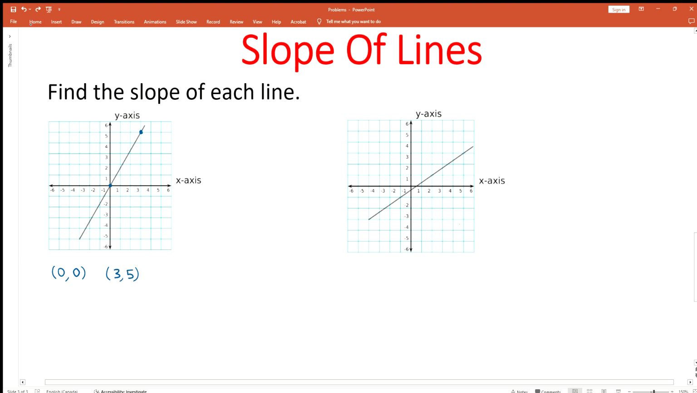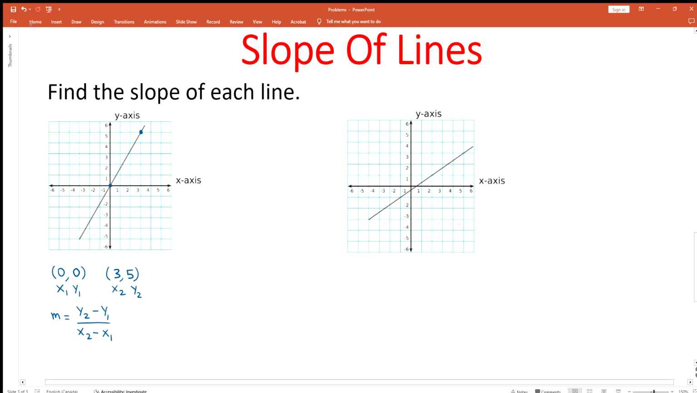Now we can write the slope formula which we'll use to find the slope of this line. The slope formula is (y2 minus y1) over (x2 minus x1). In this formula, x1, x2, y1 and y2 are coordinates of 2 points that lie on the line. We can label either of these 2 points as (x1, y1) and the other one as (x2, y2). The final answer will be the same.